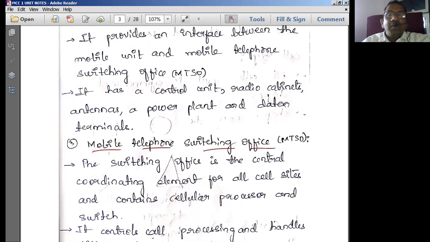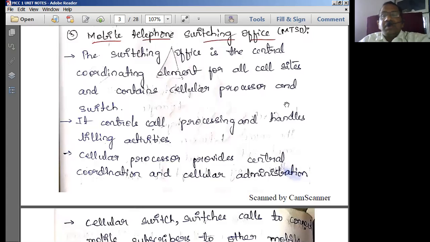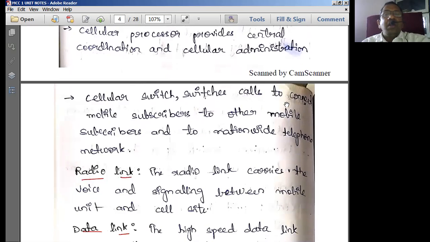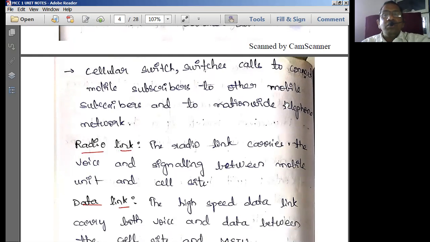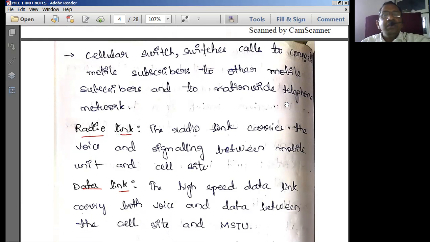The next unit is called the mobile telephone switching office. It is the central coordinating element in the architecture for all the cell sites, and contains the cellular processor and the switch. It controls all the call processing and handles the billing activities. It therefore contains the central processing unit, used for providing central coordination and cellular administration. It also switches one mobile subscriber to another mobile subscriber using different switching mechanisms.